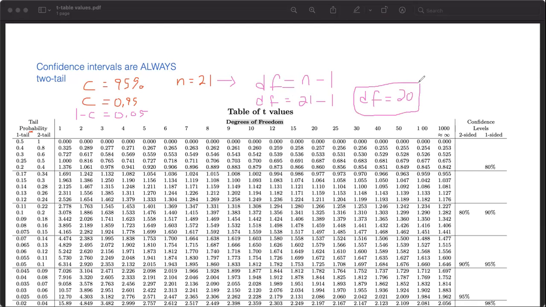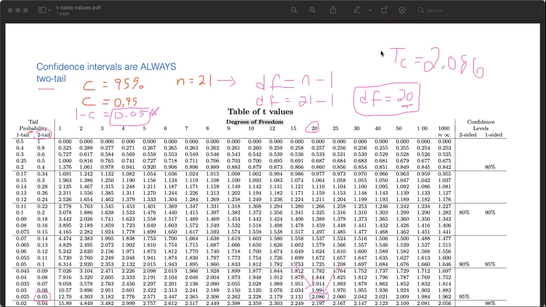Okay, so now we're ready. Take the degrees of freedom, take the 1 minus C value, go to the two-tail column, and find the value of 0.05. There it is, right there. Go over here, find along the top your degrees of freedom of 20. There it is. Find where the two meet, and we see that they connect at the value of 2.086. So the T critical value is 2.086.